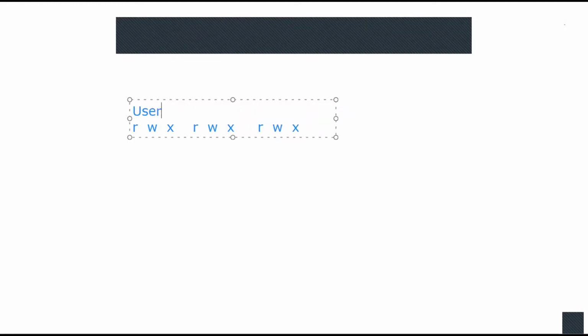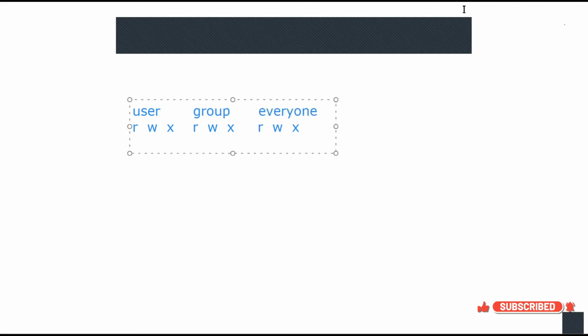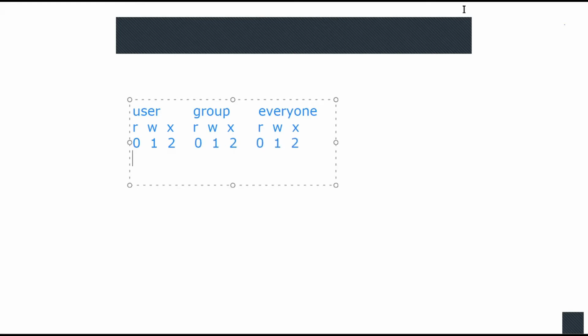Of read, write, execute. The first set is for the owner, the user owner. The second one is for the group, and the third set is for everyone else. So here you are going to say 2 raised to power 0, 1, 2. So you are going to have 0, 1, 2, and on top of this it's going to be 2 raised to power 0 here.